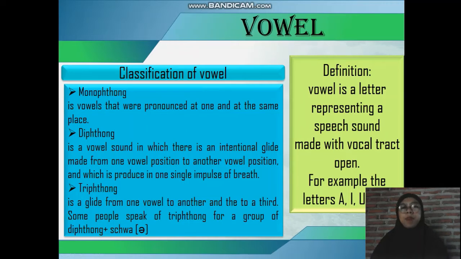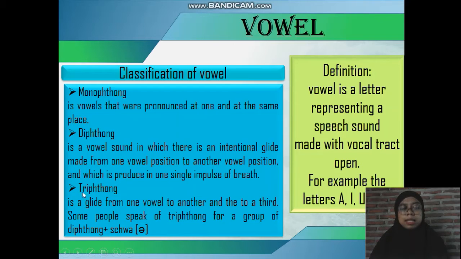And the next is about vowel. What is a vowel? A vowel is a letter representing a speech sound made with the vocal tract open. For example, the letters A, E, I, O, and U. In general, there are three classifications of vowel. First is monophthong. Monophthong is a vowel that is pronounced at one and the same place. And the second is diphthong. Diphthong is a vowel sound in which there is an intentional glide made from one vowel position to another vowel position, and which is produced in one single impulse of breath.